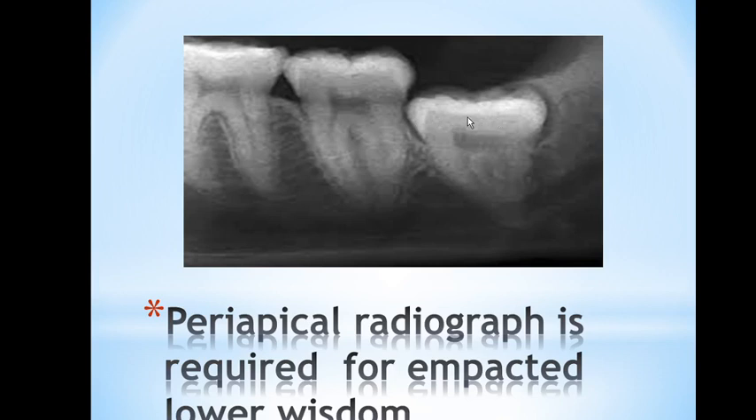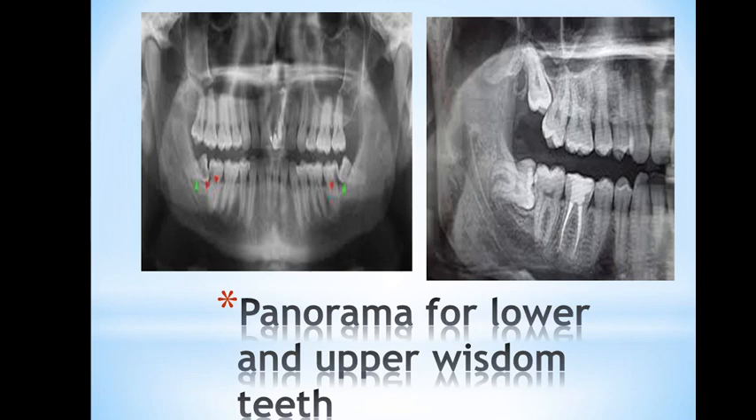vertical or horizontal or mesoangular wisdom teeth or distoangular wisdom teeth. It's really important to do the radiograph to know the position of the lower wisdom. Here we can also, if he has more than one tooth, tell him to make a panorama.